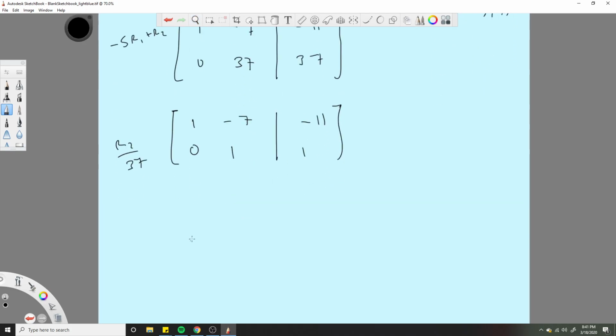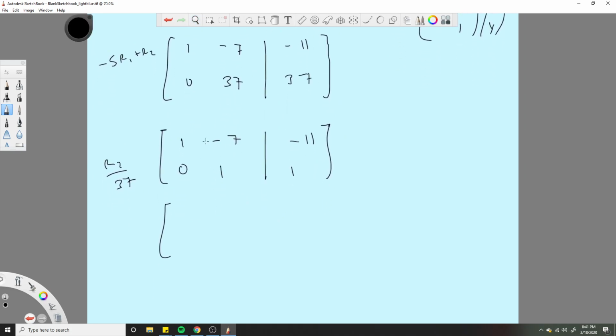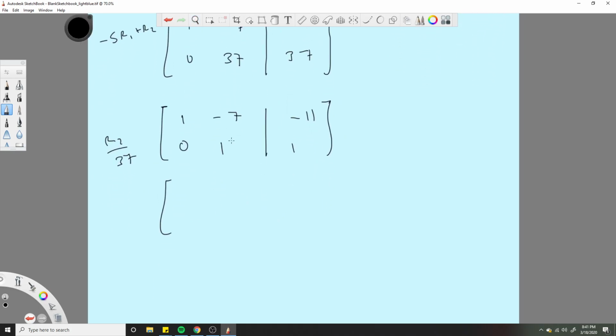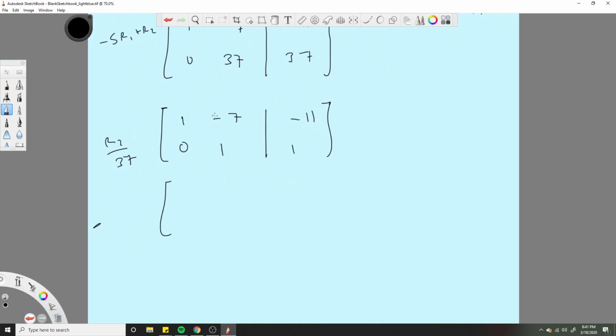So now we want to get this value to be 0, right? Remember, we're trying to get this identity up here. So we're going to do -7 row 2 plus row 1. This row will stay the same. These two are going to change. The reason this value stays the same is because you're adding 0. -7 times 0 plus 1 is still 1.